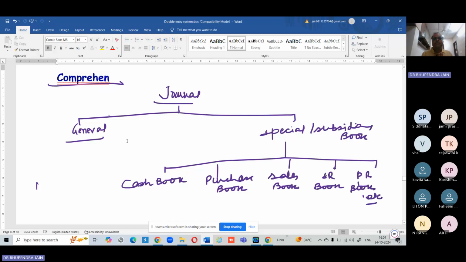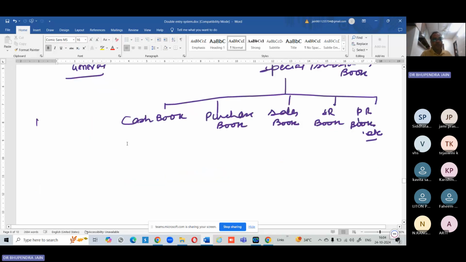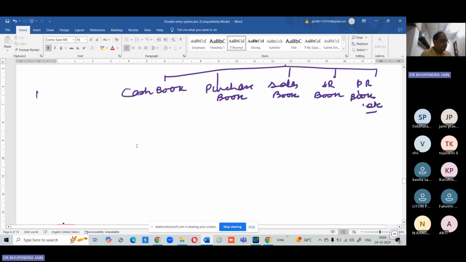So all are subsidiary books or special books in accounting. For the examination point of view it is important, but from the practical point of view it is not very important because the computer automatically prepares the cash book. So these are some subsidiary books. Now, how to prepare the cash book and what type of cash book can we prepare?